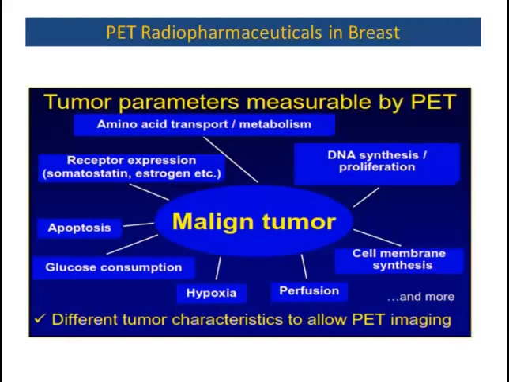So we go to PET radiopharmaceuticals. There are too many parameters to use in PET: amino acid, receptor, glucose consumption, cell membrane synthesis, proliferation, and many more. So these are the parameters used in PET to develop radiopharmaceuticals.